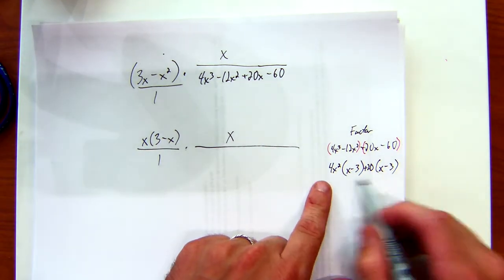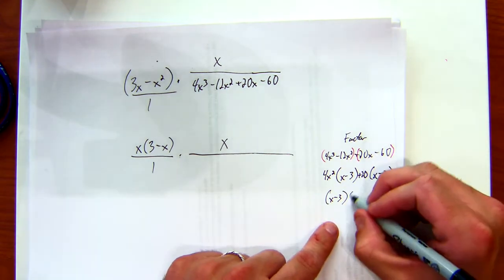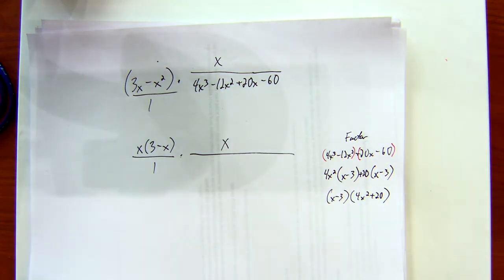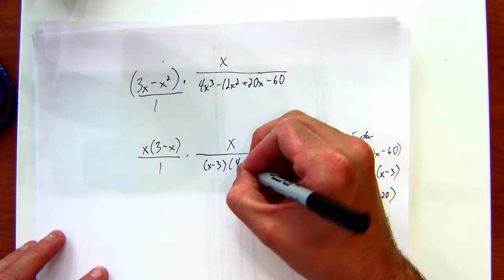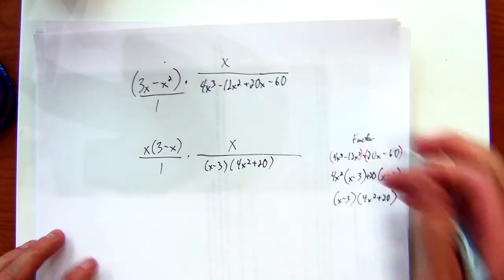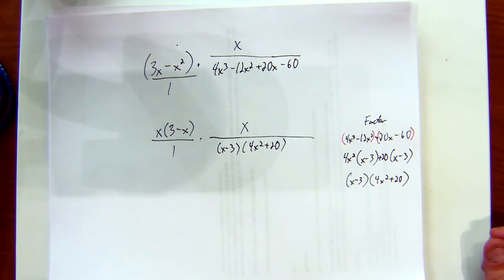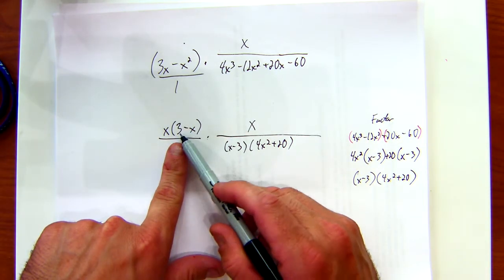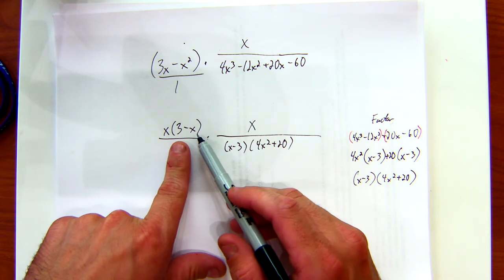So what does this tell me? What are the factors? X minus 3 times 4x squared plus 20. Good. Any questions so far? And Raphael is right. So he noticed that here I have a 3 minus x, but down on the bottom I have an x minus 3. So how can I rewrite this?